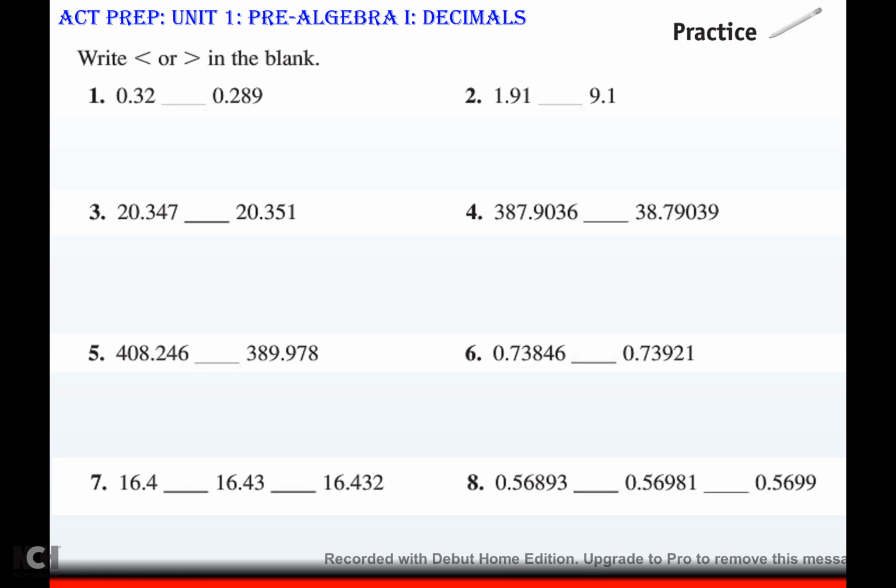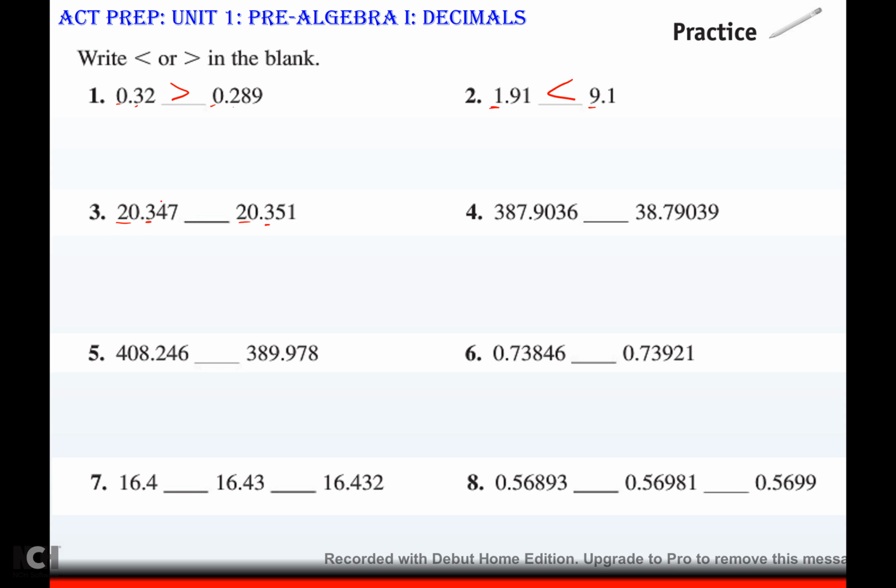Alright, so we're going to write less than or greater than in the blanks. You have a tie at 0. This is a 3, that's a 2. 3 is bigger than 2, so eat the big number. 1.91 and 9.1, well, that's 1 something, and with decimals, think of money. This is like $1 something, this is like $9 and something. Obviously, $9 is bigger.